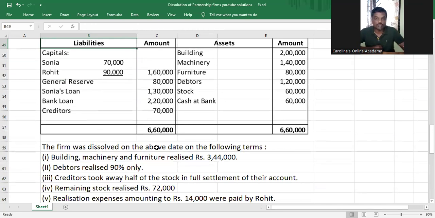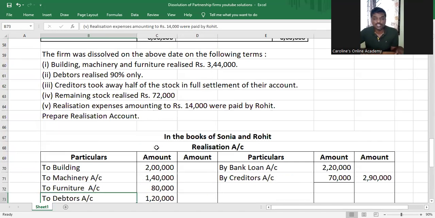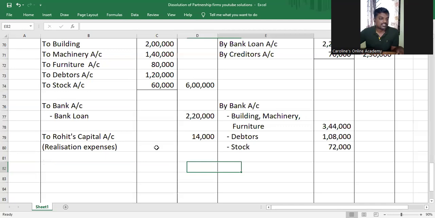Have I realized building? Yes, I have realized. Machinery? Yes. Furniture? Yes. Debtors? Yeah, 90%. Stock? Yes. Half was taken by creditors, half was realized. Come to the liability side. Have I realized creditors? Yes, creditors took away stock, so that's done. Bank loan, have I paid the bank loan? Yes, I just did pay the bank loan. Sonia's loan doesn't even go to realization account. I don't pay Sonia's loan through realization account. So I'm not bothered with that, and I'm preparing the realization. General reserve and capitals obviously will not go to realization account.